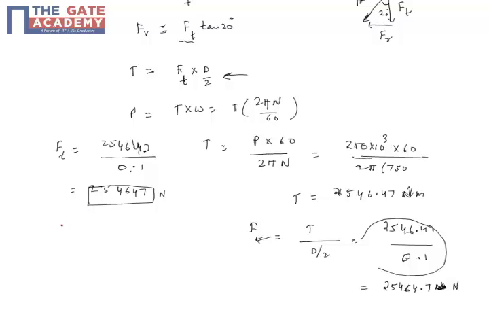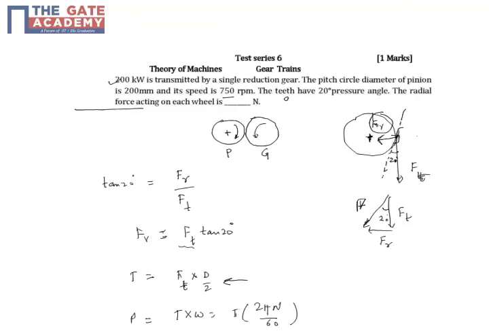Now we again use the radial relation. Radial force is Ft times tan 20, so 25,464.7 times tan 20 gives roughly 9268 Newtons. Let me just recheck, since I wondered if something was done wrong: 2546.47 divided by 0.1 is 25,464.7, and with tan 20 we get roughly 9268 Newtons. So that is the answer.